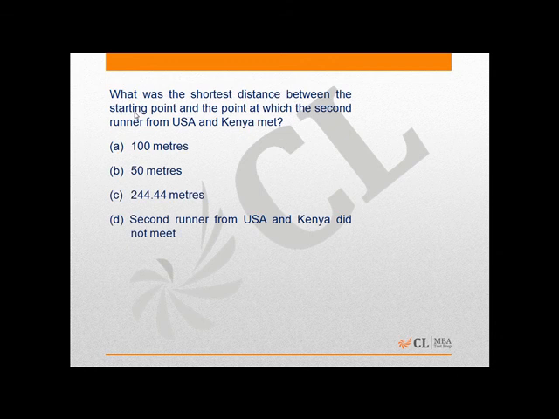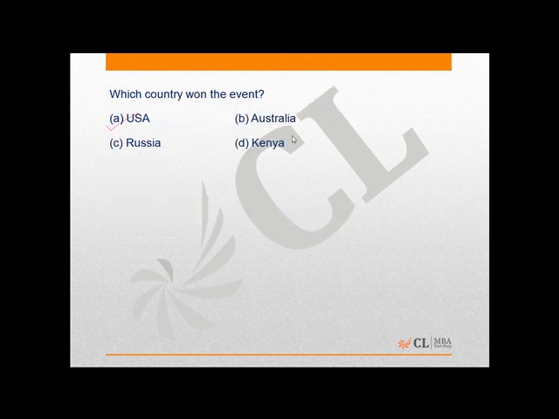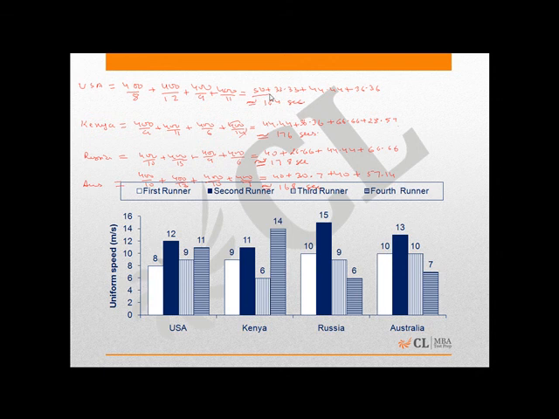Second, what was the shortest distance between the starting point and the point at which the second runner from USA and Kenya met? Let's see. A slight bit of calculation is required here. The first runner of USA took 50 seconds to cover the 400 meter distance, and the first runner for Kenya took 44.44 seconds.